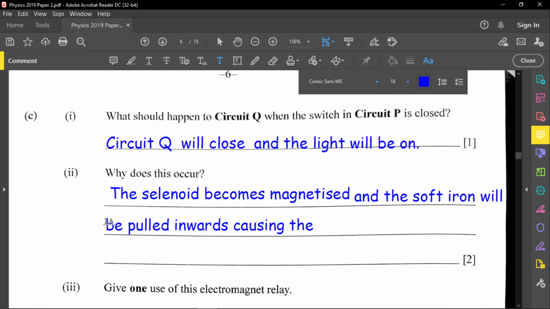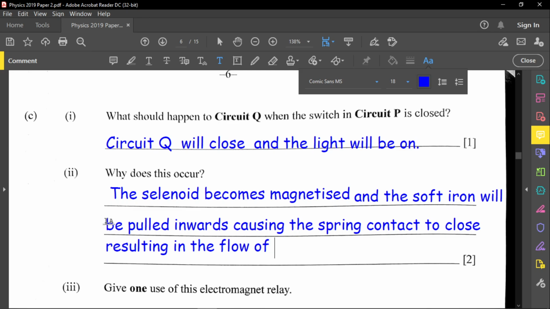They're causing the spring contact, because there's a spring contact they use, they have a switch, causing the spring contact to close, resulting in the flow of current. All right, great. So that's what happened there for the light to be on.